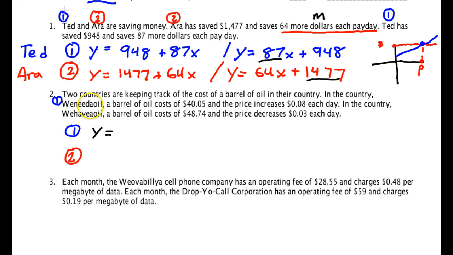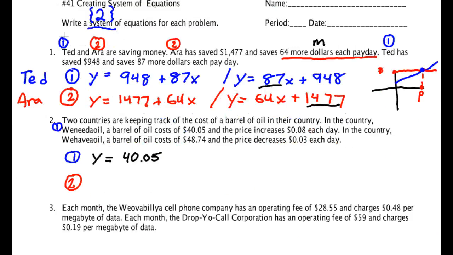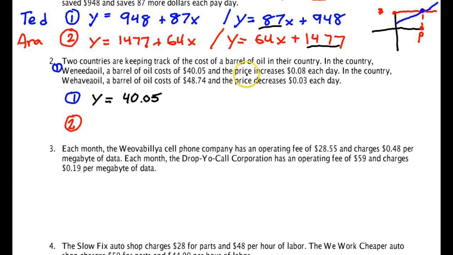So the first, we need oil. Barrel costs $40.05, right? And it's going up by, it increases by, right? Again, you're looking for those key words, increasing by 8 cents a day. I know that's my slope, so that should have the X on there.